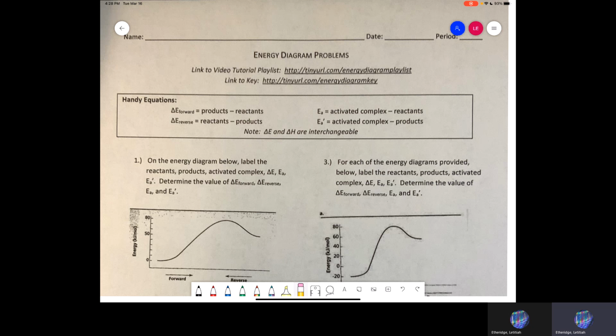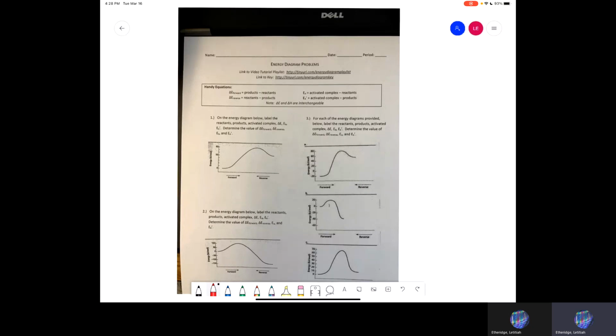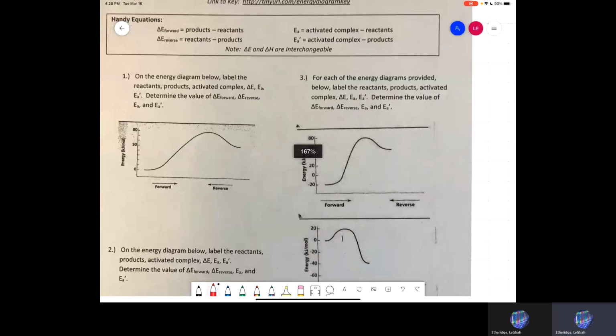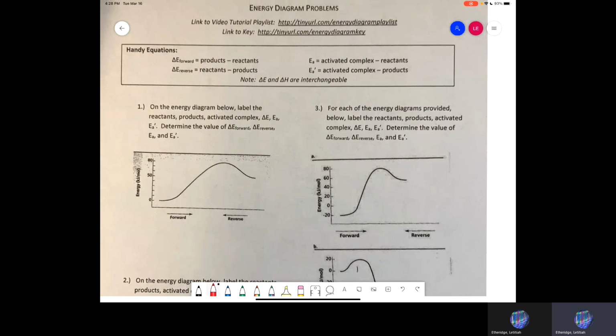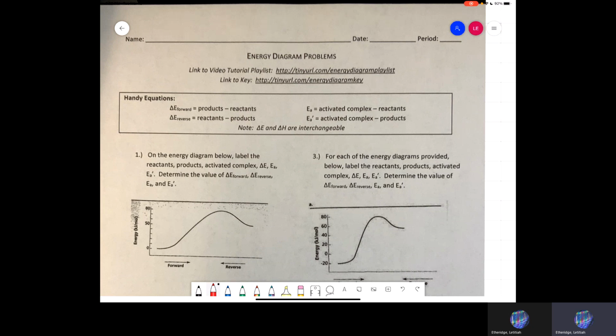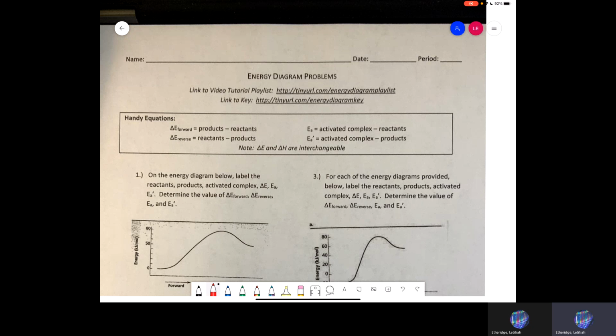Hey guys, before we get started with these problems, I want to make sure that we are clear about the definitions. I know that there is a link to an answer key, but there are just some things that I want to go over with you. What's really important for this unit is this handy equation box up here in your notes.